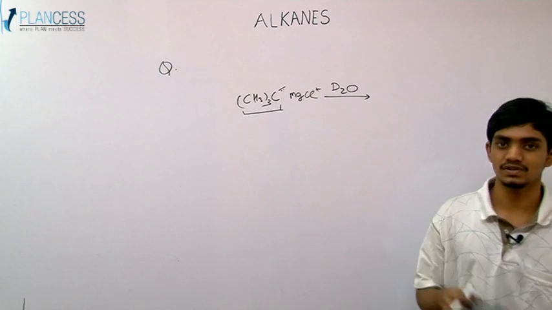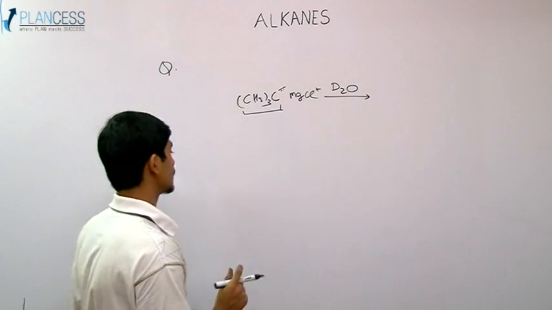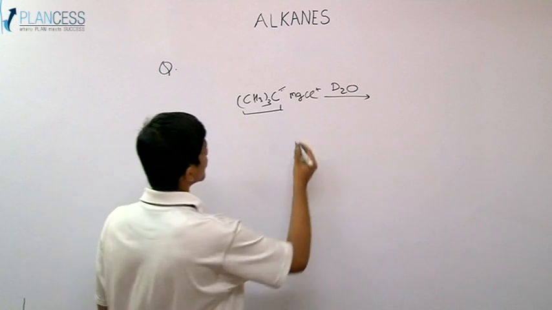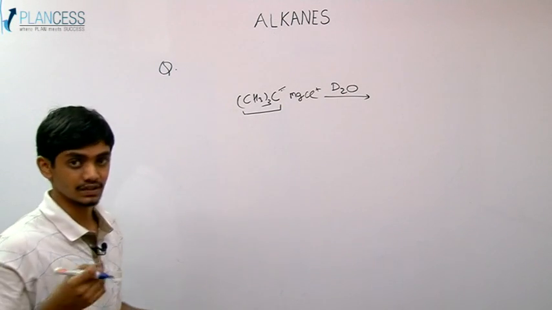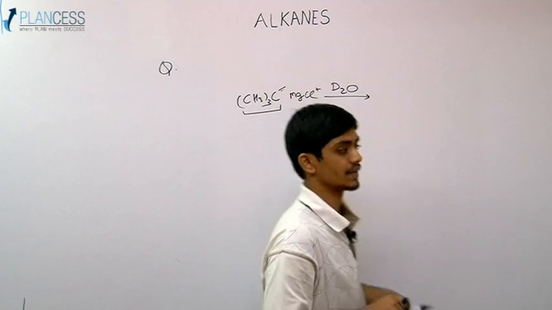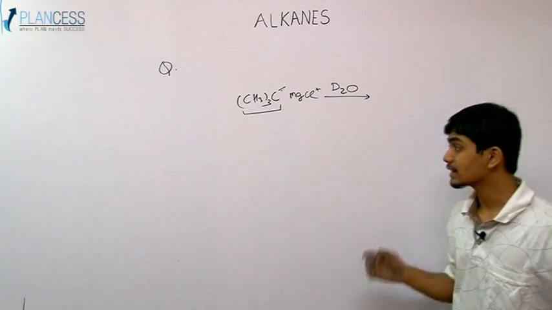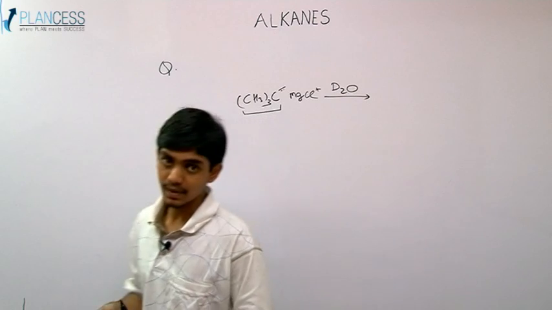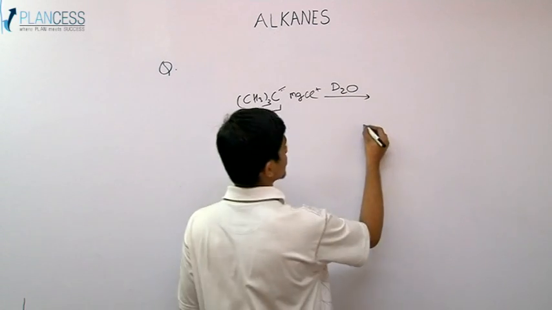So now what reactions can happen? The reaction that can occur is that this negative charge acts like a base. We have seen in acid-base chemistry that this is a very strong base. This is a carbanion, and a carbanion is a very strong base, so it can abstract the hydrogen or the deuterium from here.